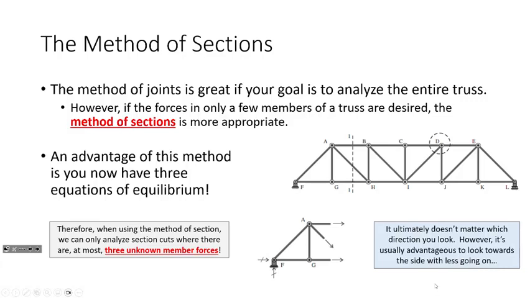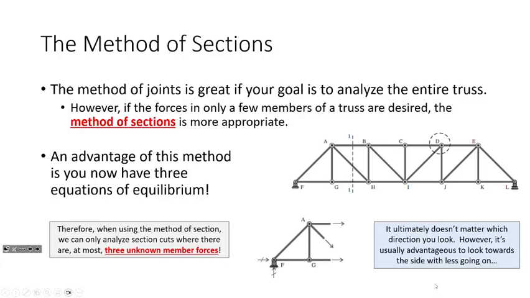So whenever you're applying the method of sections, it really doesn't matter which side of the truss that you look at. So I've got an image here of a pretty straightforward truss, and let's say I'm cutting this section here. I can cut a section and look to the left, or I can cut a section and look to the right. Analytically, it doesn't matter. You're going to get the same answer as long as you do the math correctly.